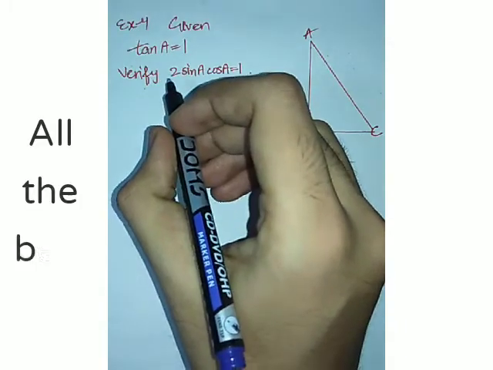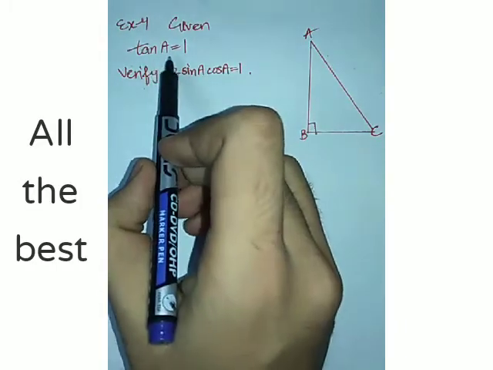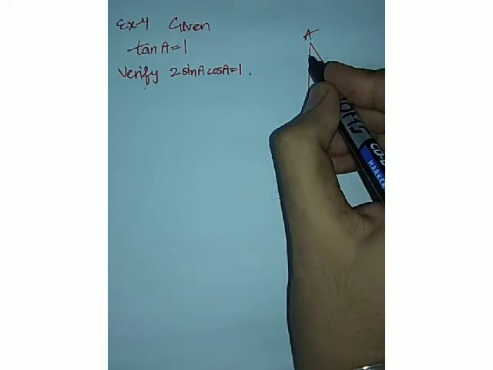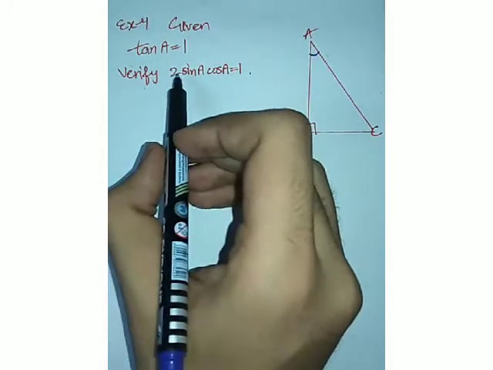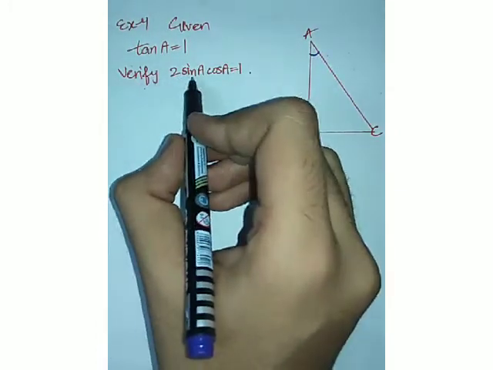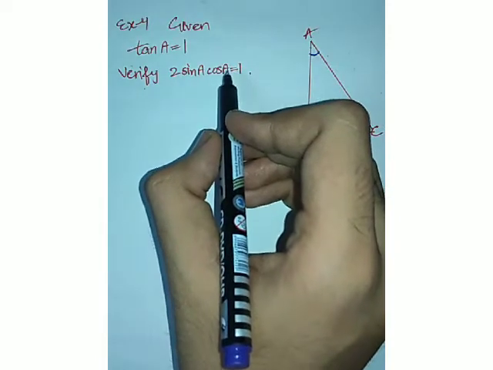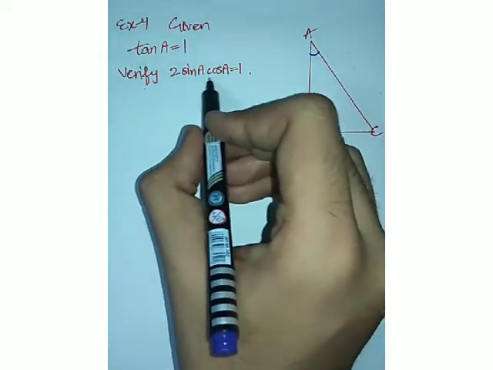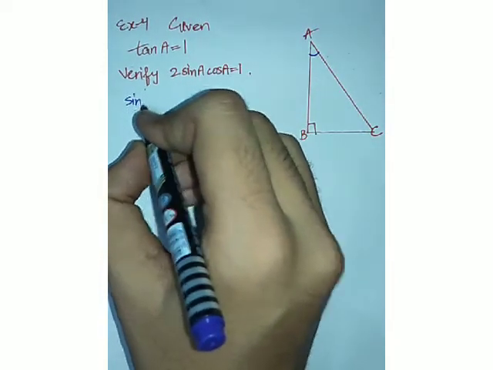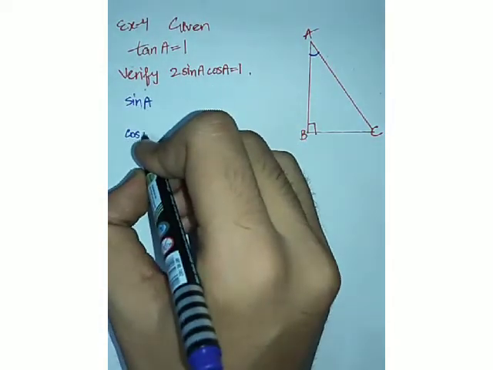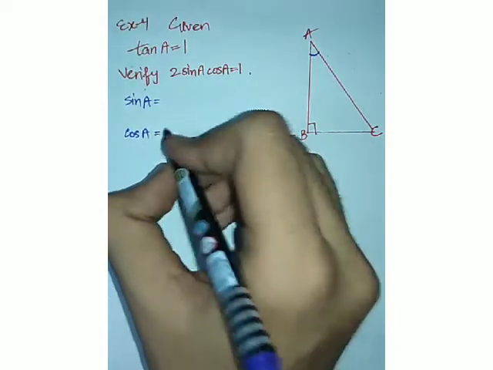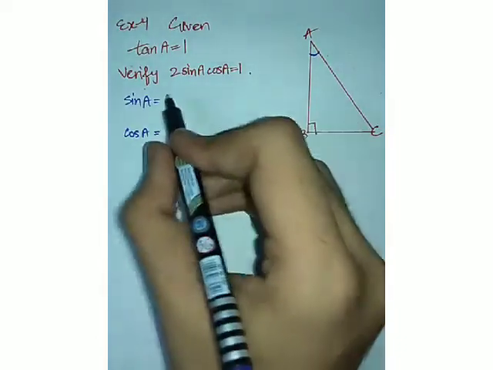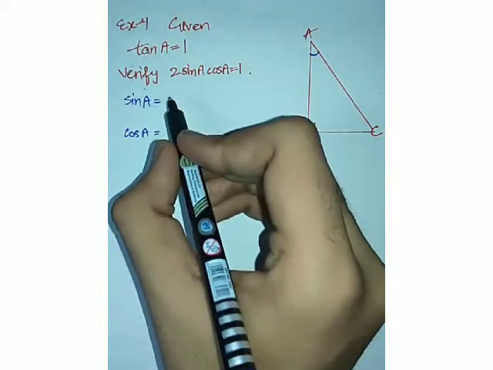It's our fourth example. It's given that tan A is equal to 1. So this is our angle under consideration. Tan A is equal to 1. We have to verify whether 2 sine A cos A is equal to 1 or not. Now we have to find the values of sine A and cos A. So firstly, write what sine A and cos A are equal to. Sine A is equal to perpendicular over hypotenuse.